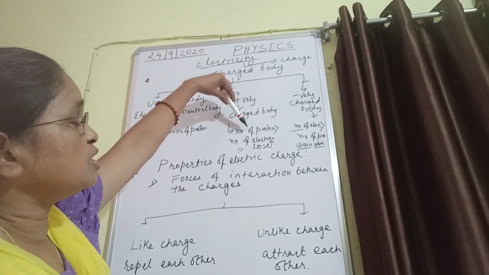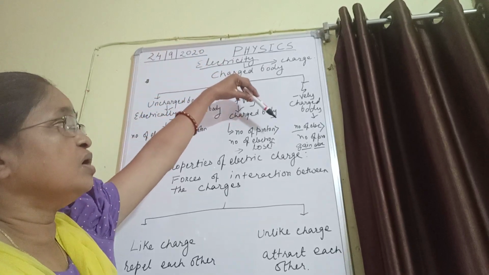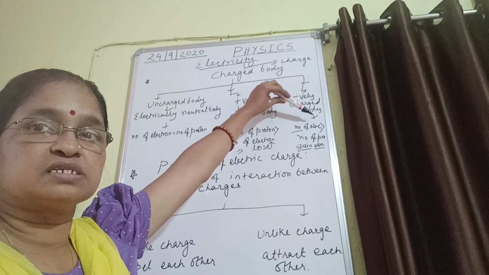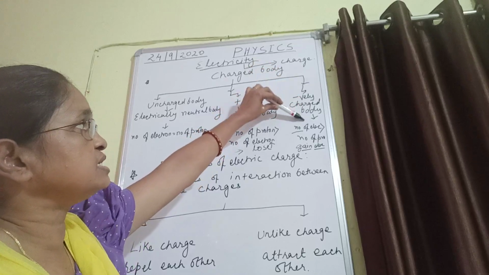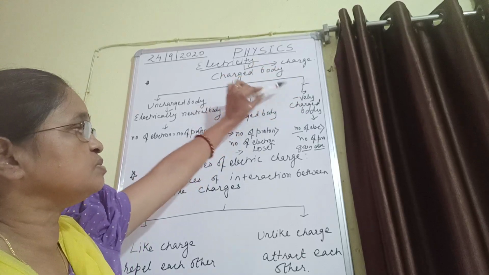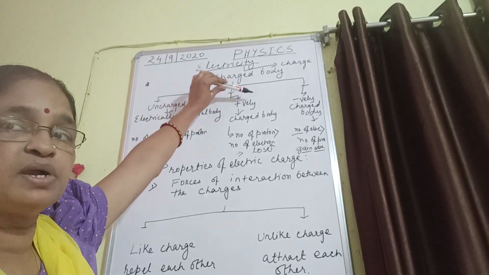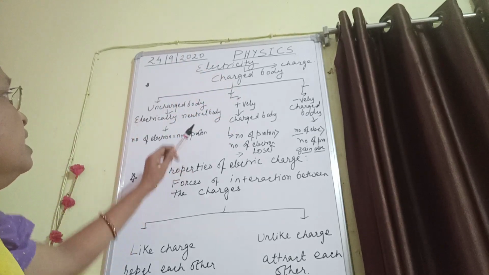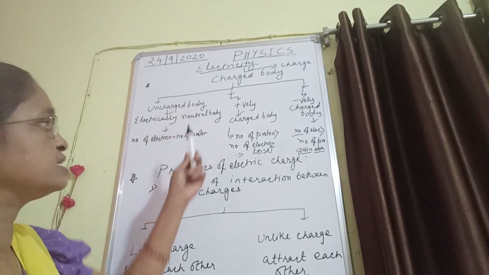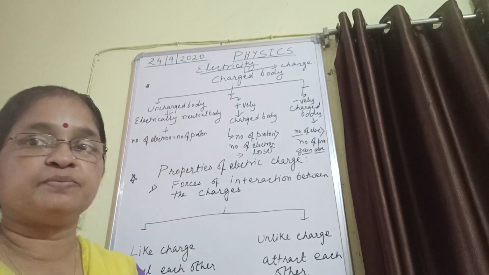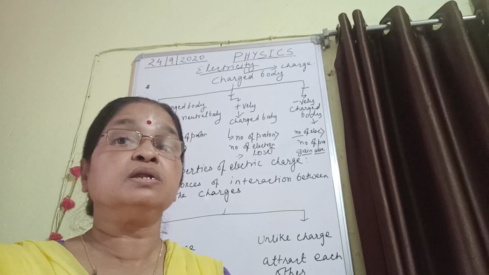So for this charged body, either the number of protons is greater or the number of electrons is greater. Number of electrons greater, negatively charged body. Number of protons greater, positively charged body. And when both are equal, then that body is known as an electrically neutral body. So I hope you have understood about charge.